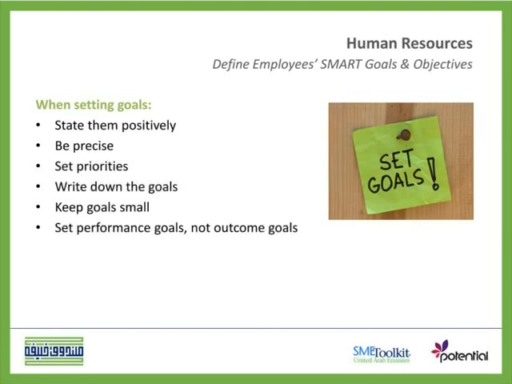Okay? Be precise, like we said. Set priorities. Okay? Make sure that when you give a goal, if that objective has several steps in it, make sure that the employee knows what to do first, which is priority. If you give the employee 5 or 6 goals, make sure you tell them which is their primary goal, okay, which is their primary objective, if you wish, and which is their secondary objective.